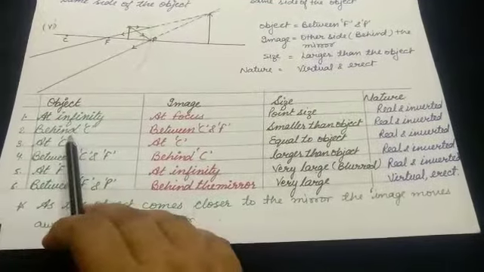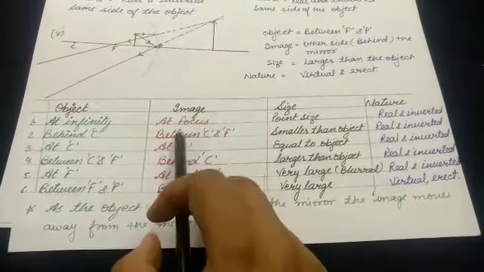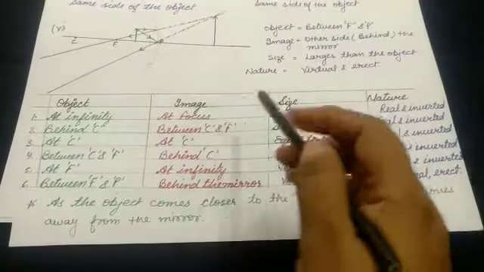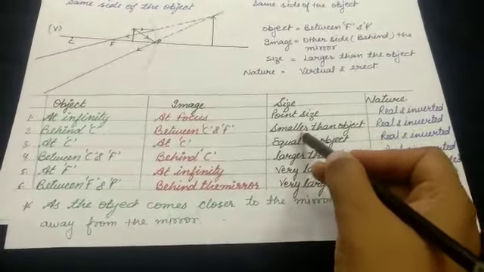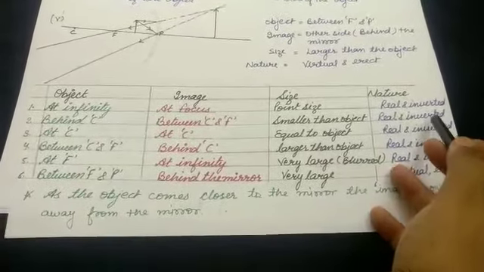In the second case, we have seen that the object was kept behind the center of curvature. The image was formed between the center of curvature and the focus point. The size of the image was smaller than the object and the nature was real and inverted.